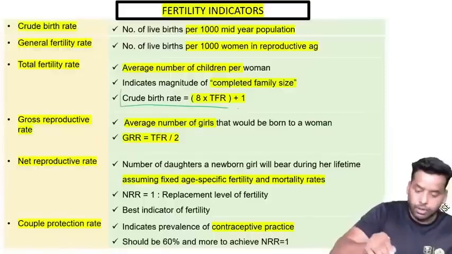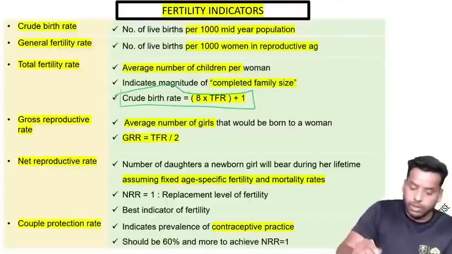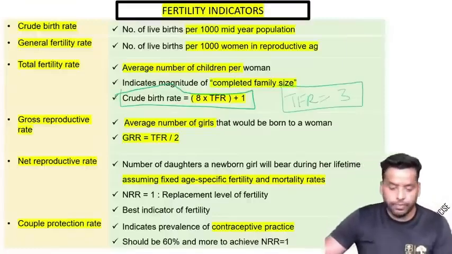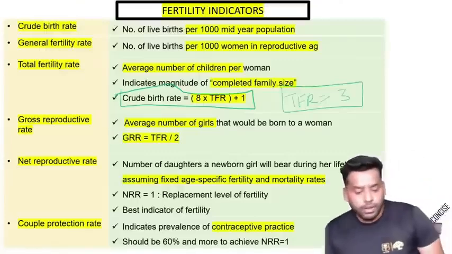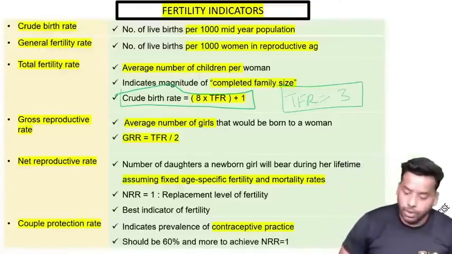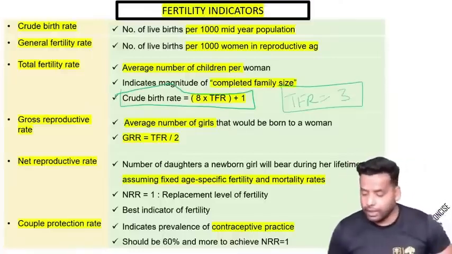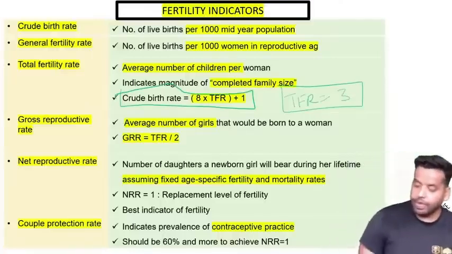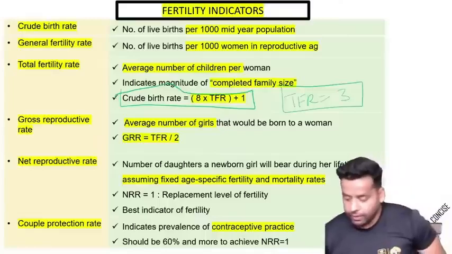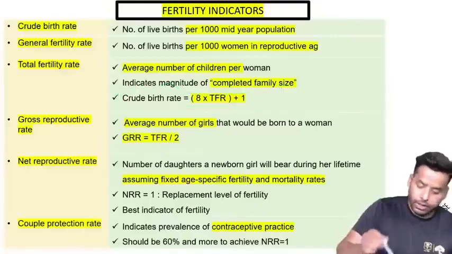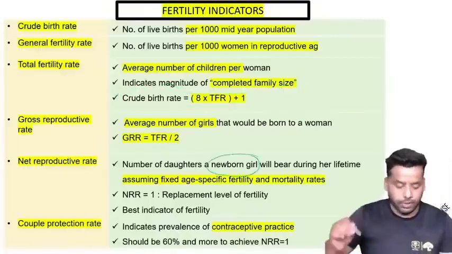And this formula also you should know. Total fertility rate is given in the question. If total fertility rate is 3, calculate crude birth rate. This was one question. Tell me the answer. Very good. Example I am asking. Total fertility rate is 3. What is crude birth rate? 25. Very good. 25.